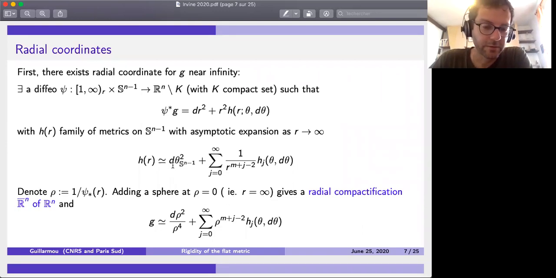So then the structure of the metric, which I wrote in terms of dr squared, transfers to the form d rho squared over rho to the 4. It's just dr squared written in terms of rho. And then an expansion in terms of positive, increasing powers of rho.